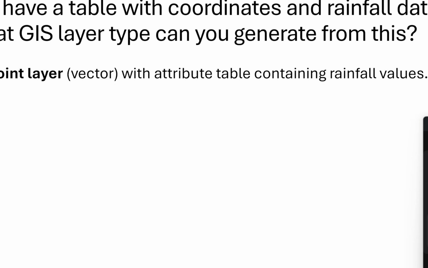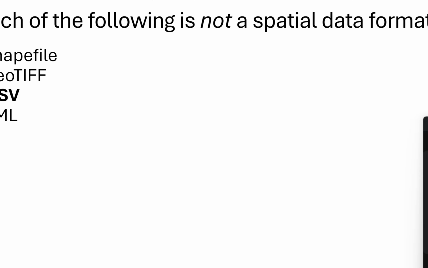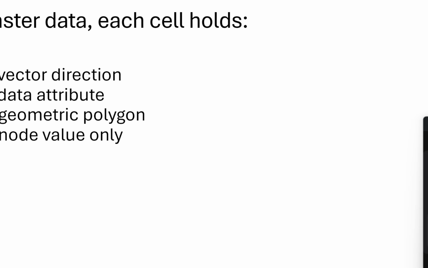Okay, so you are right that this particular table with coordinates and rainfall data is attribute data. But the layer that you will get is going to be a point layer. So if you plot this, it will be a point layer. Okay, so this we already covered.